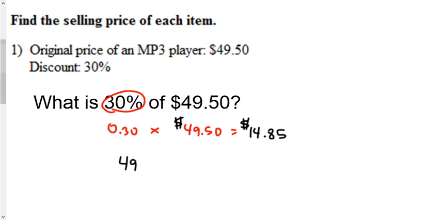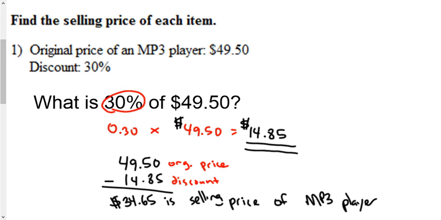So your very last step is, it's not a tax. We're actually having a discount. So we would take this 30%, otherwise the $14.85, and subtract it off of the original price, and that's how much you'd have to pay for the MP3 player. After you do the subtraction, it's $34.65, and that's the selling price.